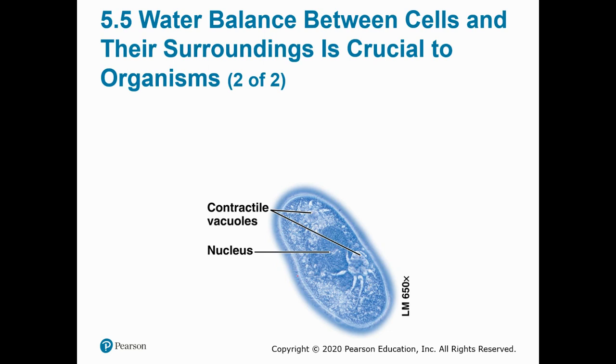Now let's give you a real life example. A little paramecium over here is a single-celled organism that just lives in fresh water. It's got a little contractile vacuole. What do you think that vacuole is doing? Is it making water go out, or is it making water go in? Is it drinking, or is it purging? What do you think?